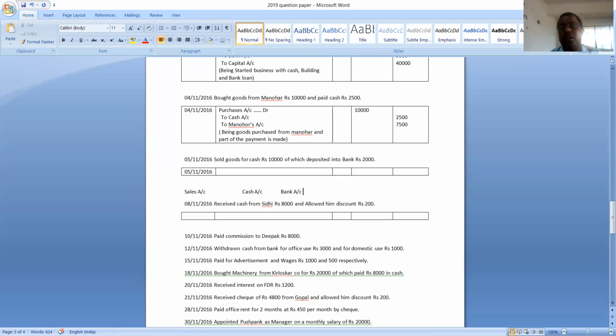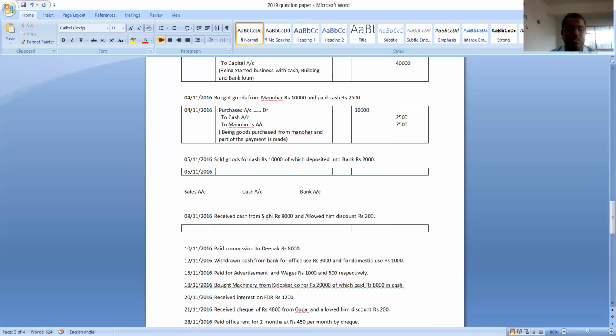Here most of the entries are compound entries. They are not at all difficult to deal with, but you should have proper knowledge and find out the accounts properly. Here we sold goods worth rupees 10,000 to someone, and out of which 2,000 we have deposited into bank. So only 8,000 rupees we have retained in cash.